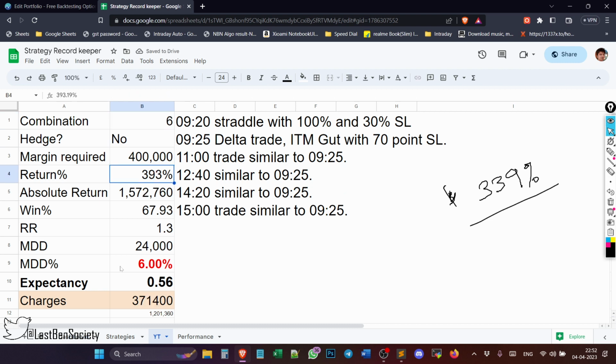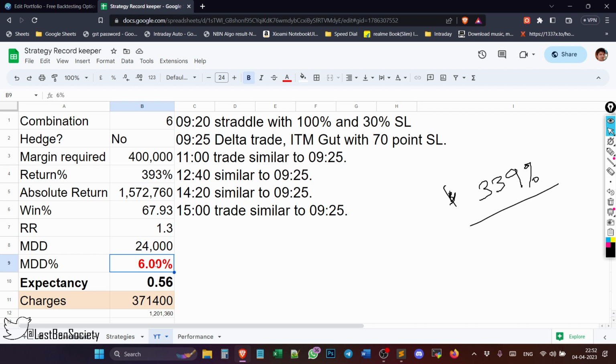Now what is the return percentage here? It's 393. And what was the percentage return for the first trade? It was 339. Okay, now absolute return has increased. Win rate has become close to 68%. Risk to reward has become 1.3. Maximum drawdown has fallen to 6%.